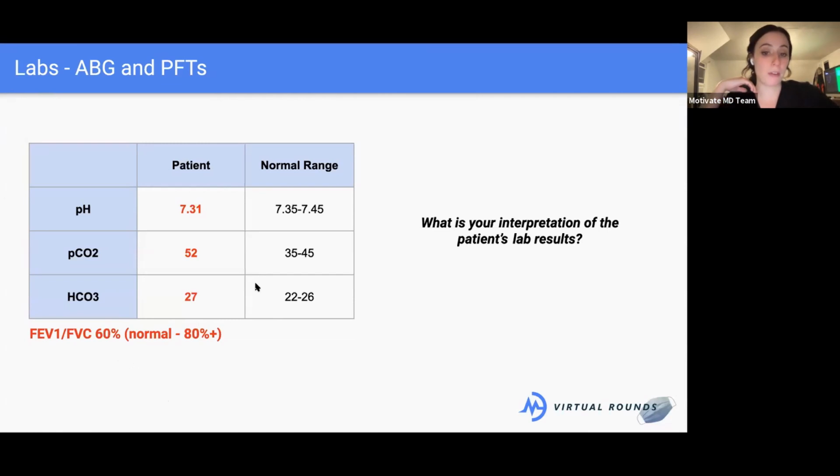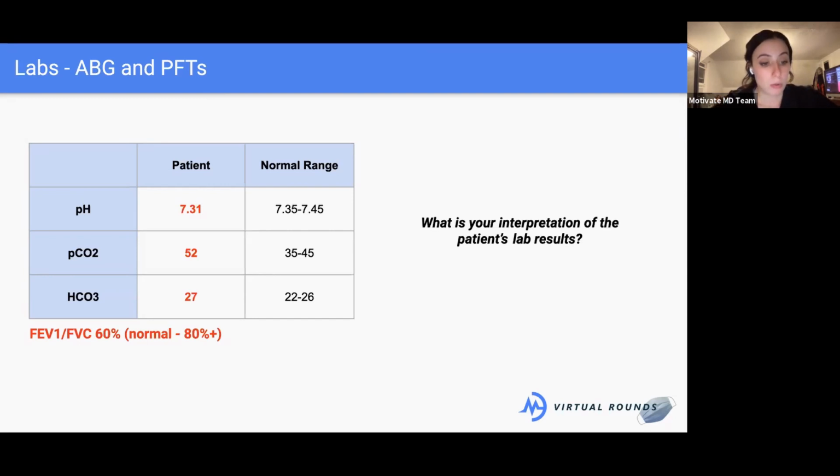You also get a pulmonary function test, which is in red at the bottom. And you figure out that his FEV1 over FVC is 60%, and normal would be 80% and above. FEV1 means forced expiratory volume in 1 second, over the FVC, which is the forced vital capacity of the lung. So forced expiratory volume is how much breath they can push out forcefully in 1 second, over the amount of air that's calculated to be in their lungs that's usable.